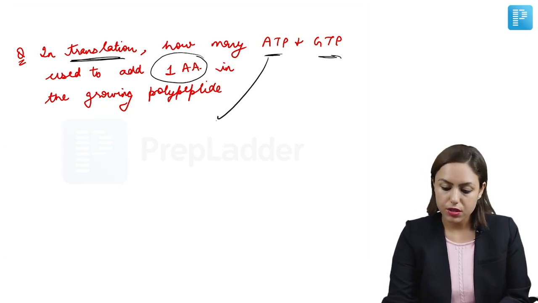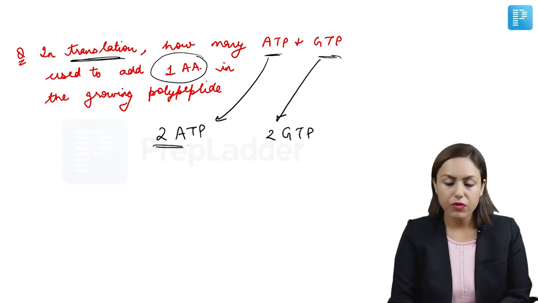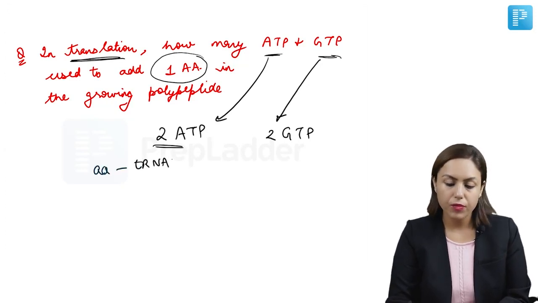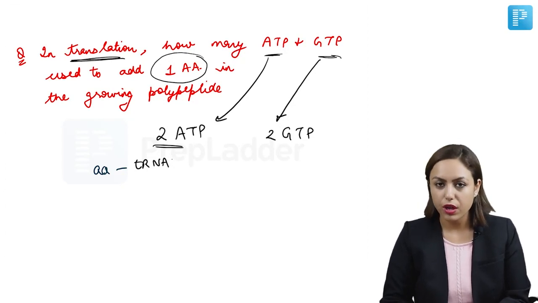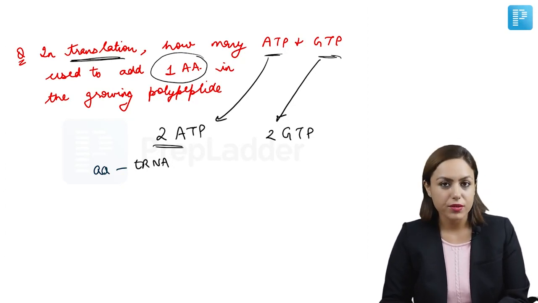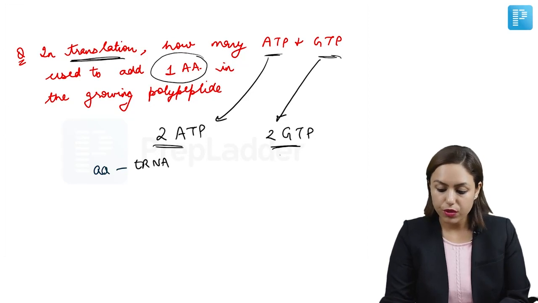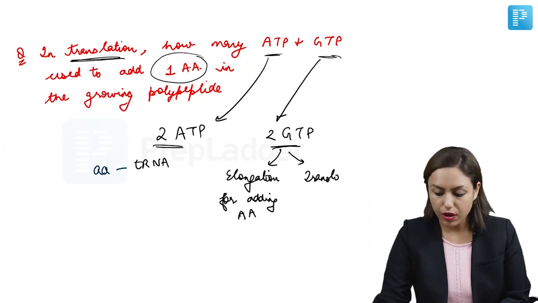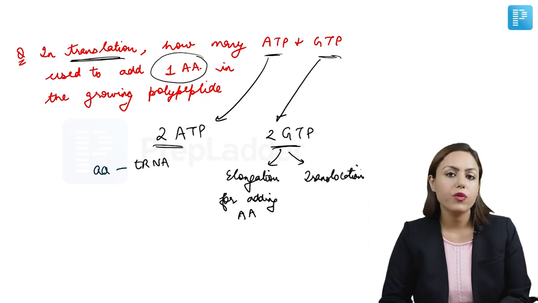Here your answer is 2 ATP and 2 GTP. 2 ATP where? In the attachment of amino acid with the tRNA, right? That is charging of tRNA or activation of amino acid, right? Then 2 GTPs are used. 1 GTP in the elongation step for adding amino acid, and the other GTP for translocation, the movement of ribosome.